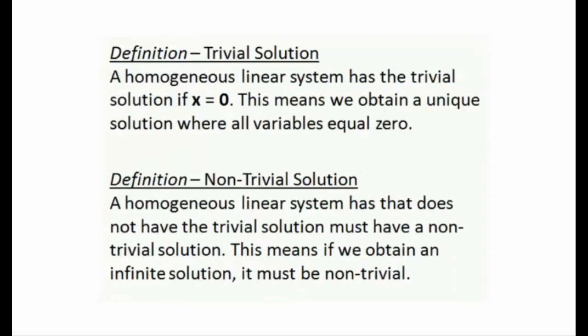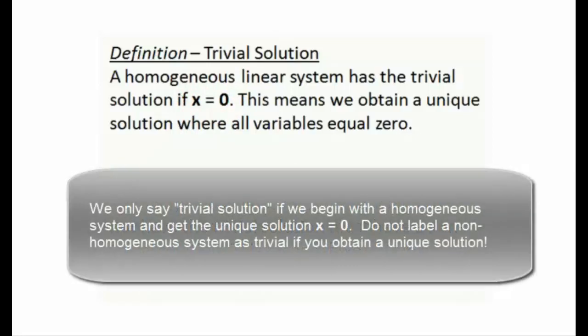This idea of a homogeneous linear system always having a solution leads to two new definitions. And the first one's called the trivial solution. We say that a homogeneous system has the trivial solution if every single value that we get for all of the variables is 0. In other words, the trivial solution is the only unique solution that we can get when solving a homogeneous linear system.